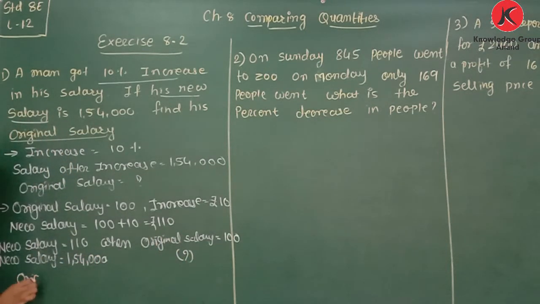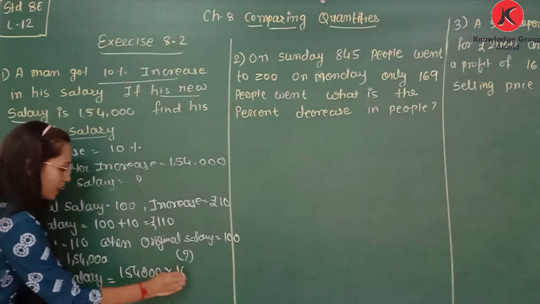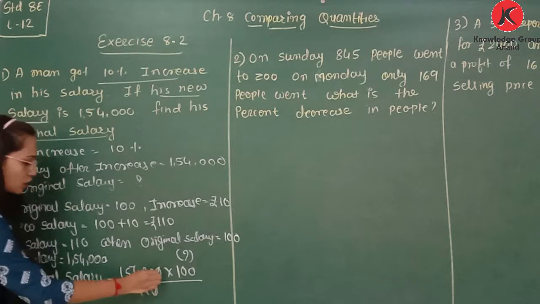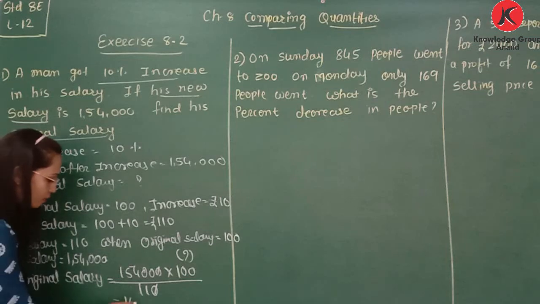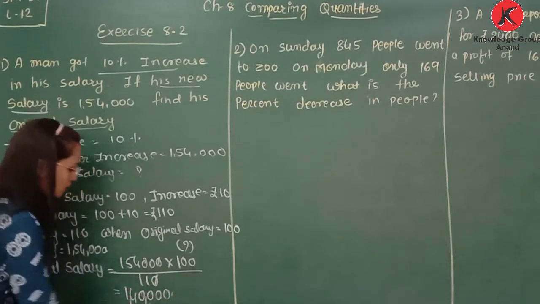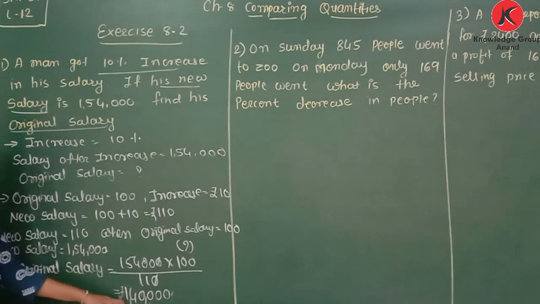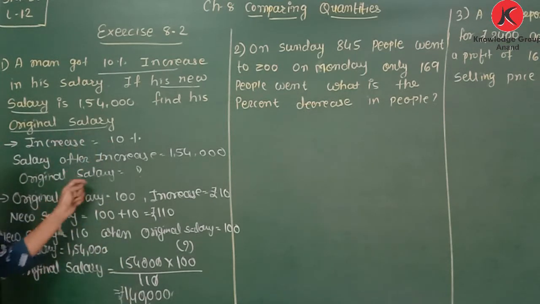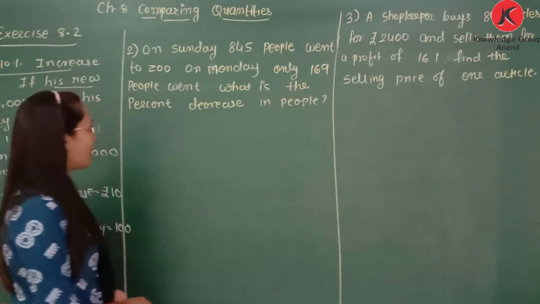So we can find the original salary is equal to 1,54,000 multiplied by 100 divided by 110. If you divide 15,400 by 11, you will get 1,400 and a 0 will be there. Sorry, the original salary is 1,40,000, increase is 10%, then the new salary is 1,54,000. Clear? Now the next question. On Sunday, 845 people went to the zoo.